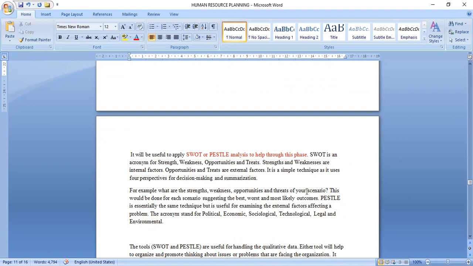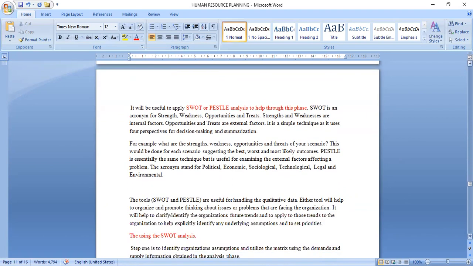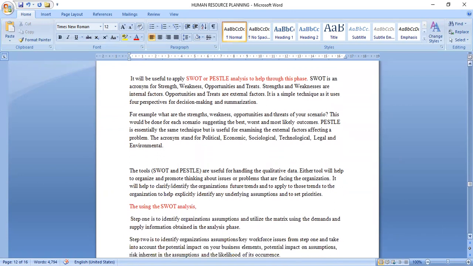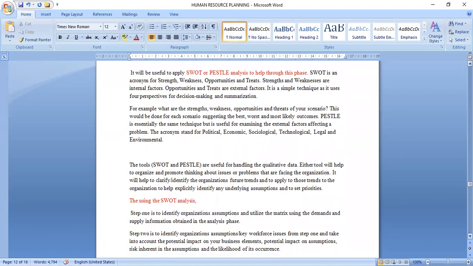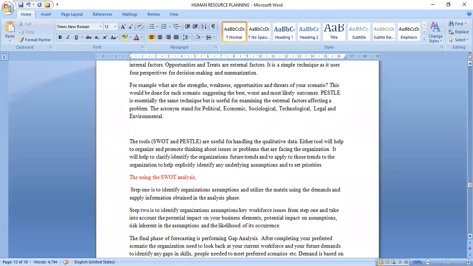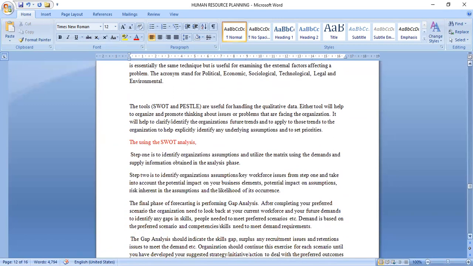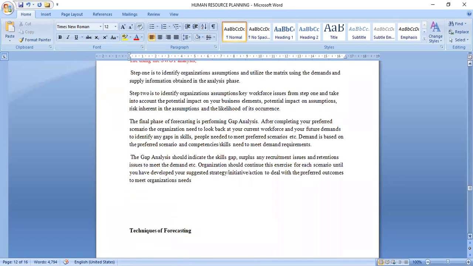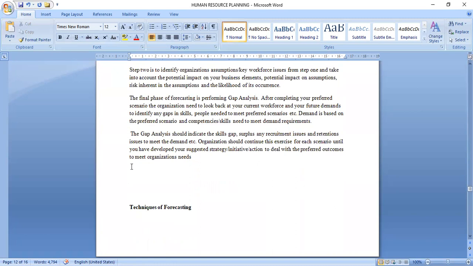And the PESO analysis is an acronym that stands for political, economic, social, technological, legal, and environmental factors. So we've already looked at that when you're doing the scanning, you will look at all those factors. Those factors will be very important for you to predict, for example, the demand for labor and the supply of labor, and you'll be able to come up with those predictions.